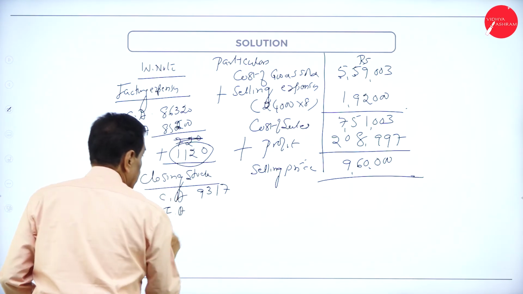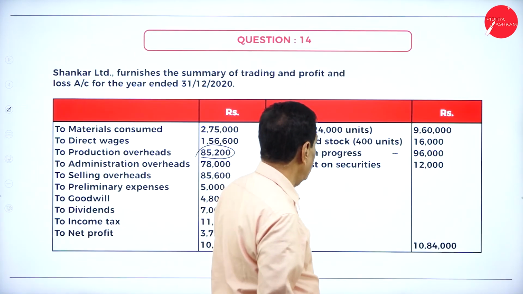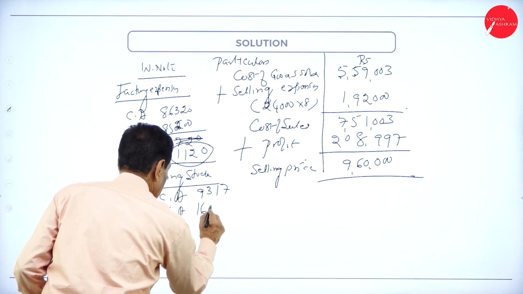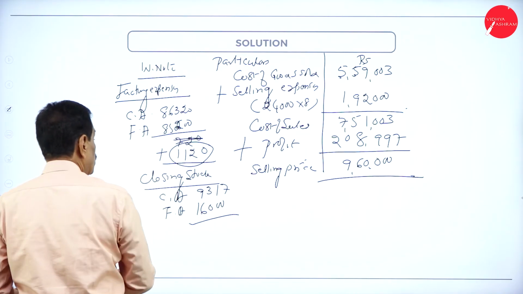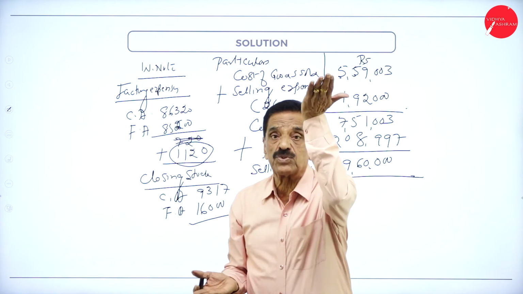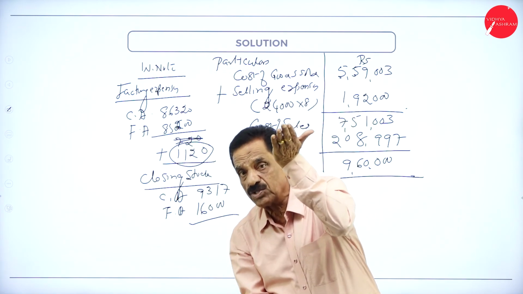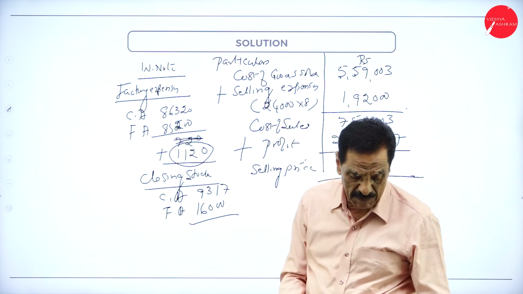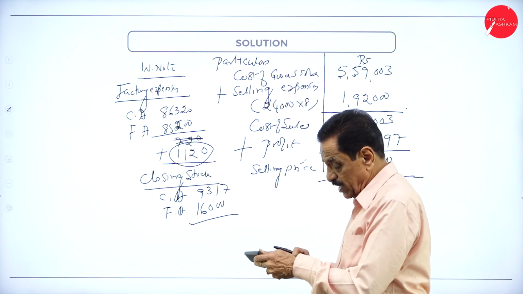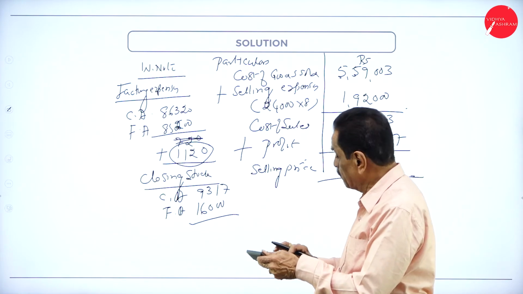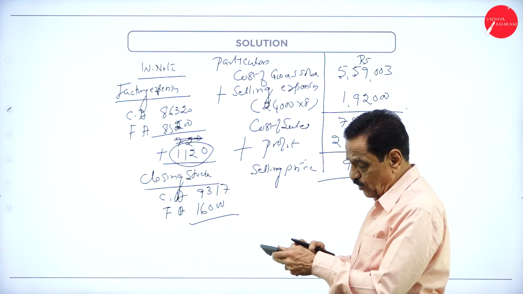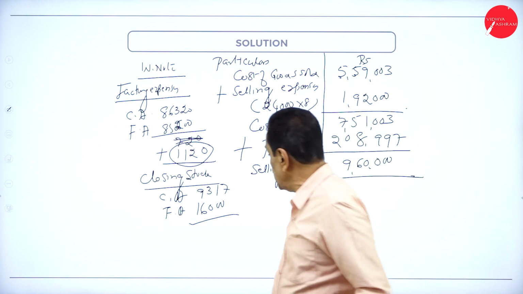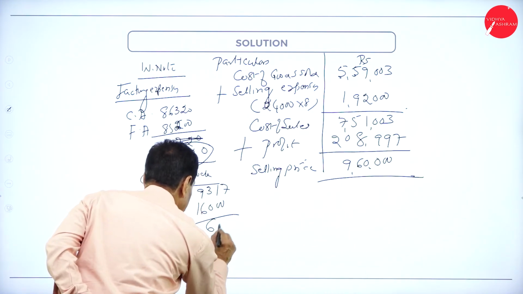FA. What's your closing stock of FA? 16,000. Who charges more? More closing stock, more profit. Less closing stock, less profit. Whose profit is less? CA. So what's the difference? 16,000 minus 9,317 works out to 6,683.